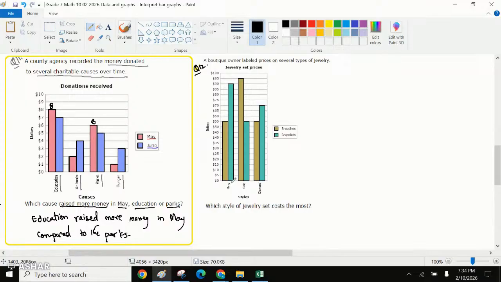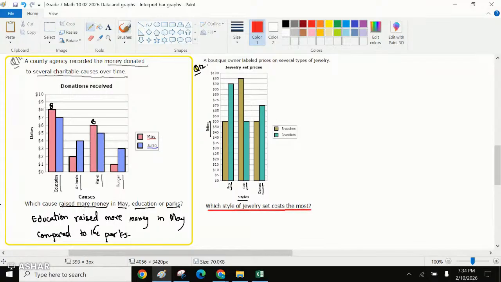Okay, we have ruby, we have gold, and we have diamonds. This horizontal is the styles, and this is the price. Okay, so if we are buying brooches, price is given in the gold. Bracelets would be given in green, right? The question that has been asked: which style of jewelry sets cost the most?